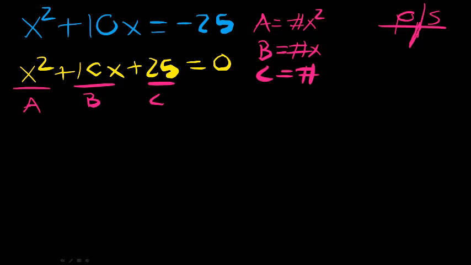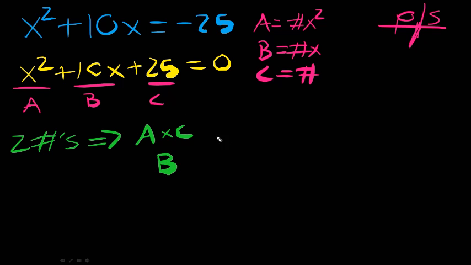So what the product sum is basically two numbers. It's two numbers that when you multiply them equal the product of AC, but when you add them equal B. So let me write that down for you. Two numbers that when you multiply them equal the product of A times C, but when you add them they equal B. So let's look at our terms and what we have.